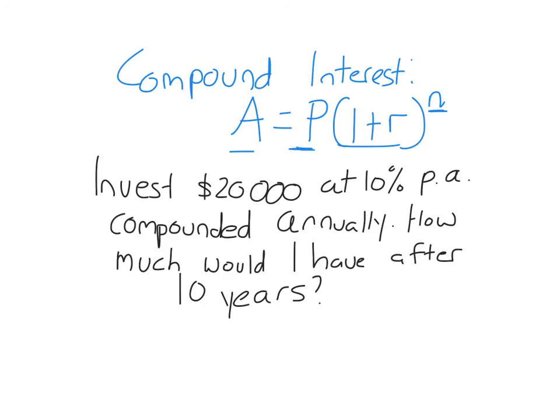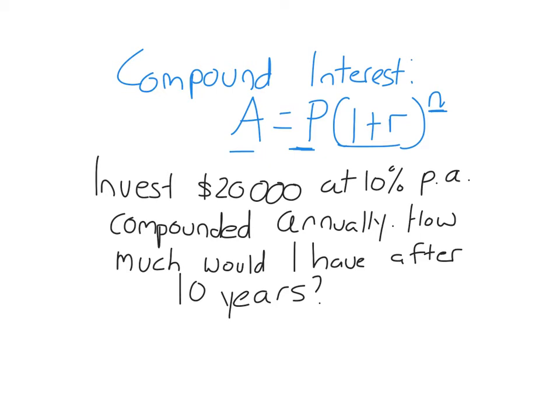So let's do this question here. It's actually the same situation that I had on the previous slide. So I invest $20,000 at 10% per annum, compounded annually, and I want to know how much money would be in the account after 10 years. So I don't want to do what I was doing on the previous slide and find out how much after year 1, after year 2, year 3, all the way up to year 10. That would take too long.